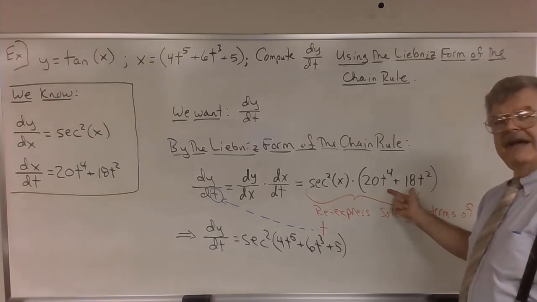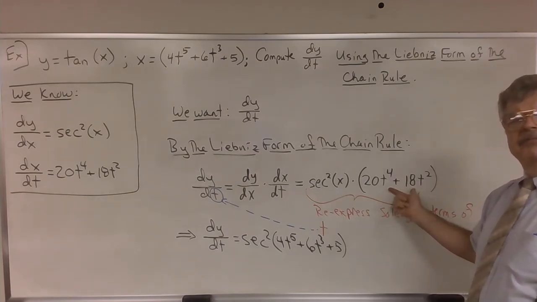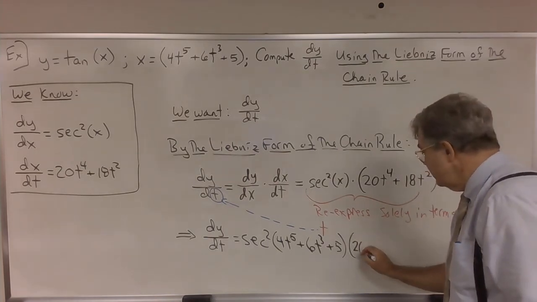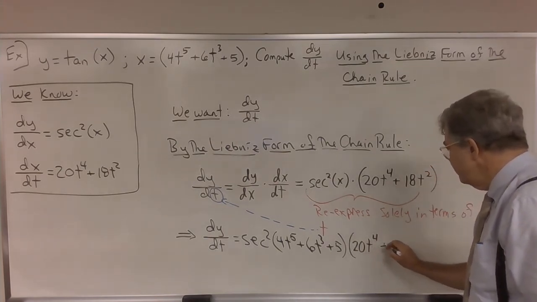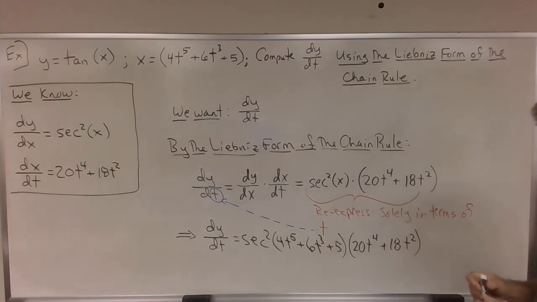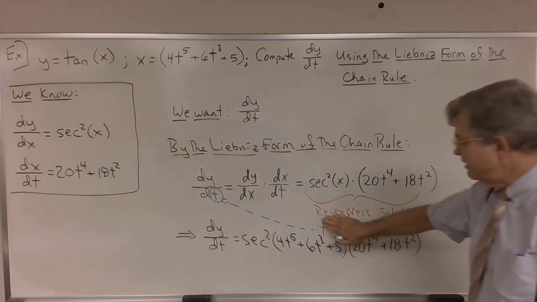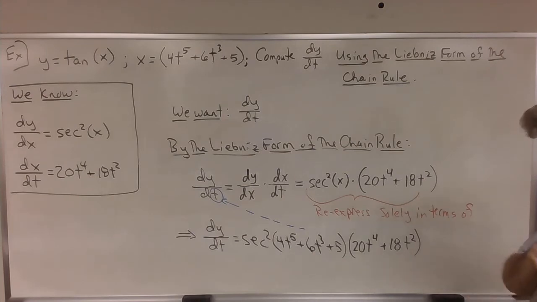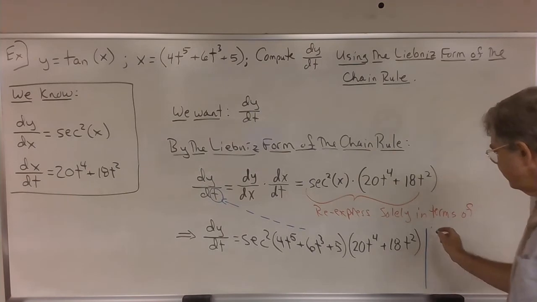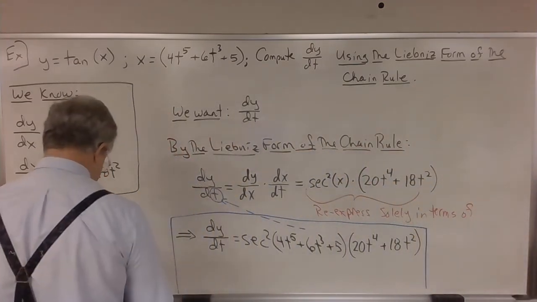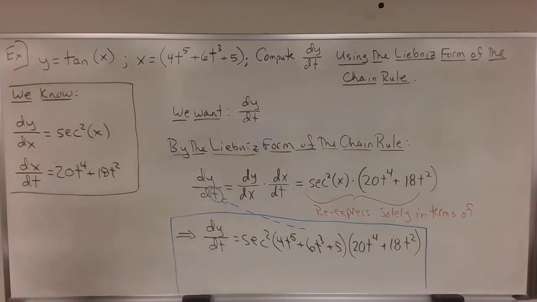And this factor, there was nothing wrong with this in the first place, was there? So I'll just write it down again. 20t to the fourth plus 18t squared. And that is exactly what I want. Bravo, bravo.